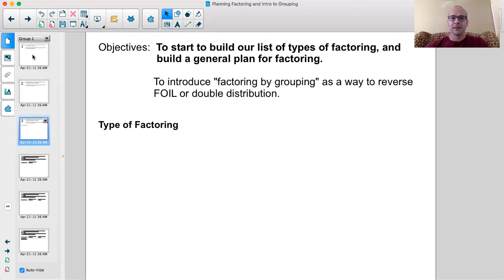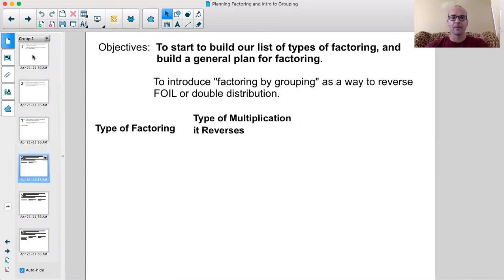So our list is going to include a type of factoring, and we haven't really titled those too much, but it's going to be helpful going forward. And assignments will be broken out that way. Do this kind of factoring, do this kind of factoring. Eventually, you'll need to know what kind to do when.